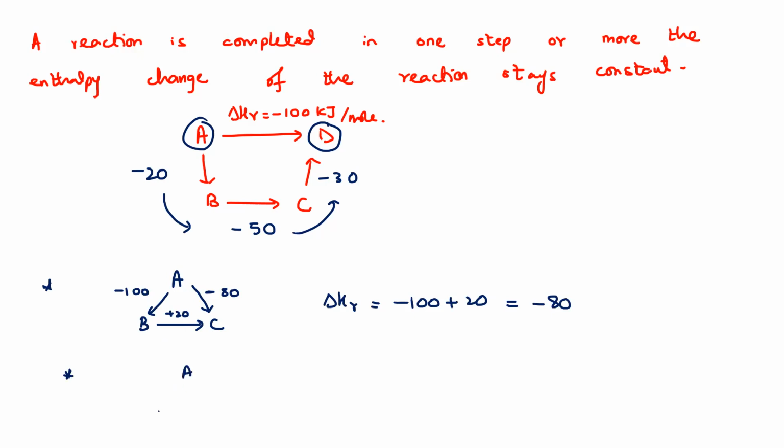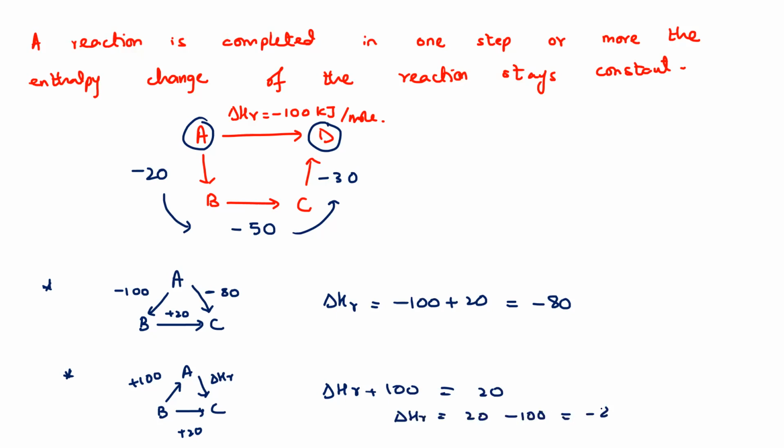Let's do some other questions. If A is there, B is there, and C is there. B first converts to A, and then A to C. And then there is a direct step of B to C. What we have is plus 100 here and plus 20 here. How can I calculate the heat of reaction? You need to understand that this is 100 and this would be delta HR, right? So 100 plus delta HR is equal to 20. So delta HR is equal to 20 minus 100. That would be minus 80. You get this?